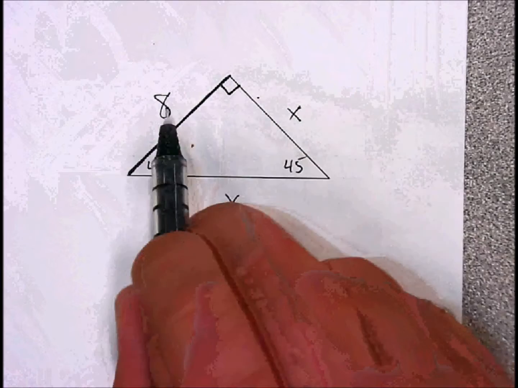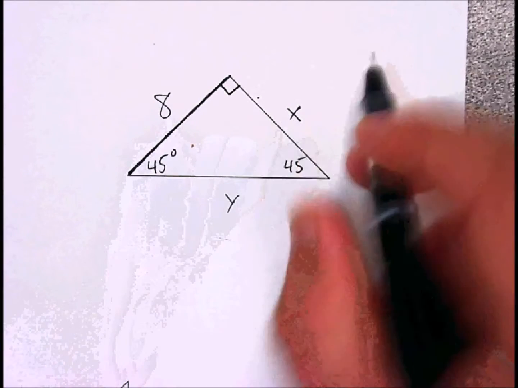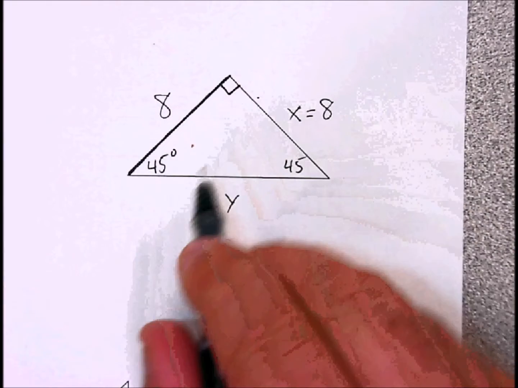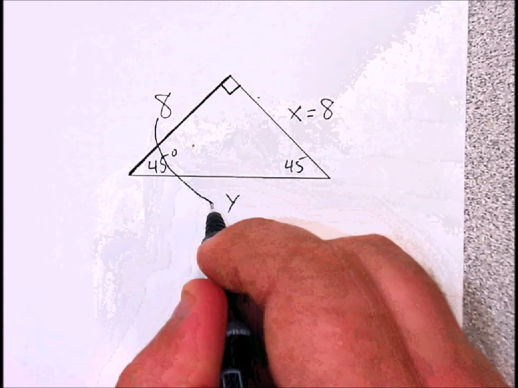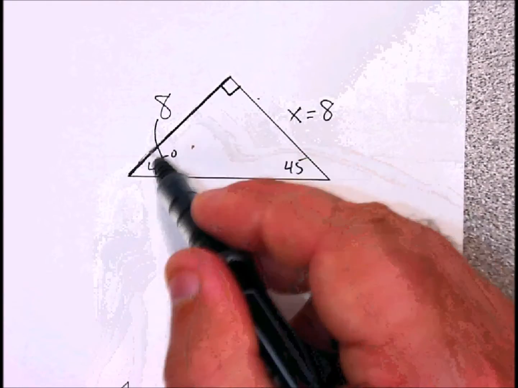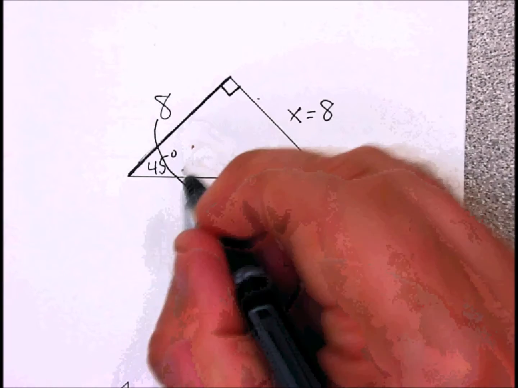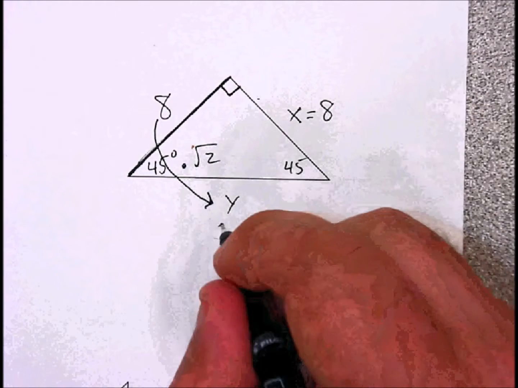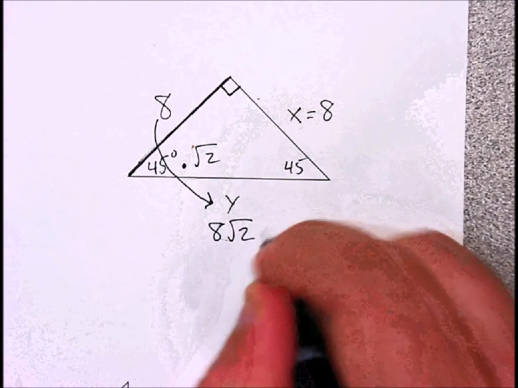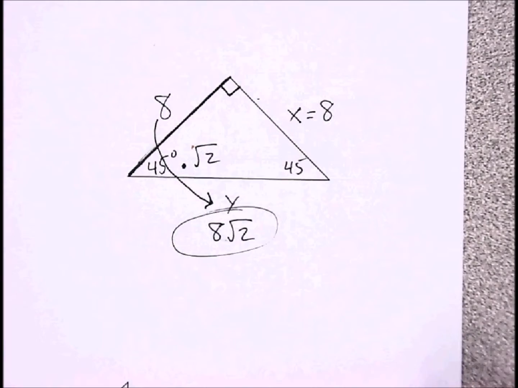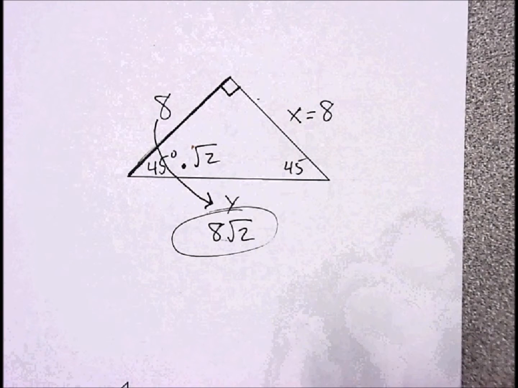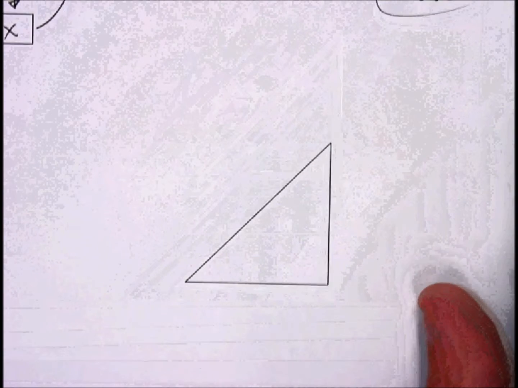And the pattern is that the legs will be the same as each other, so x is going to equal an 8 also. And to go from the leg length here to the hypotenuse, I just multiply by square root 2. So this y value is going to be 8 times the square root of 2, and that's my answer. We're just applying this pattern that we've discovered. Okay. All right. So let's look at another example here.